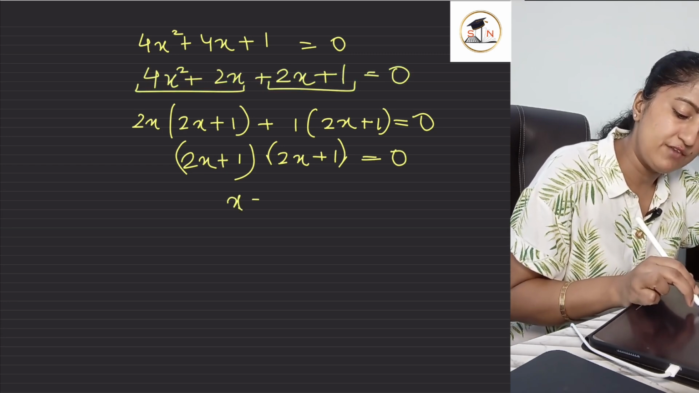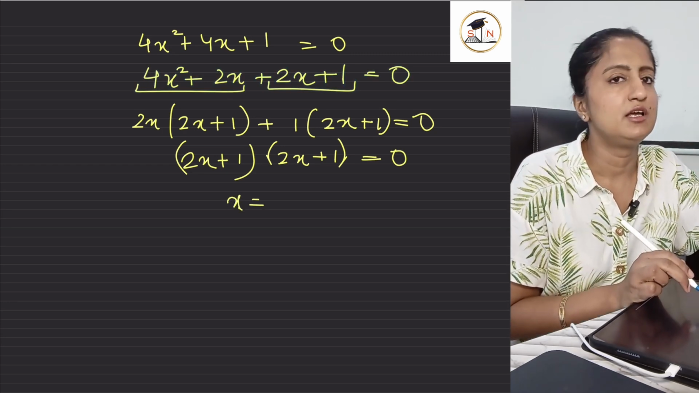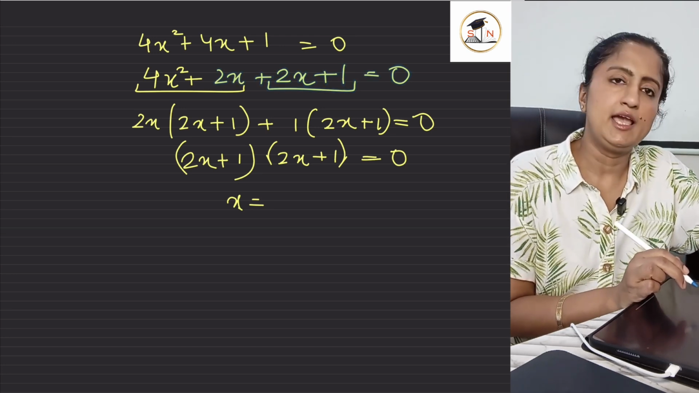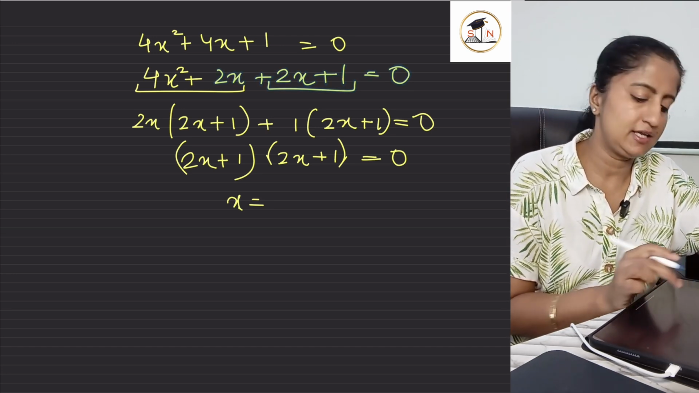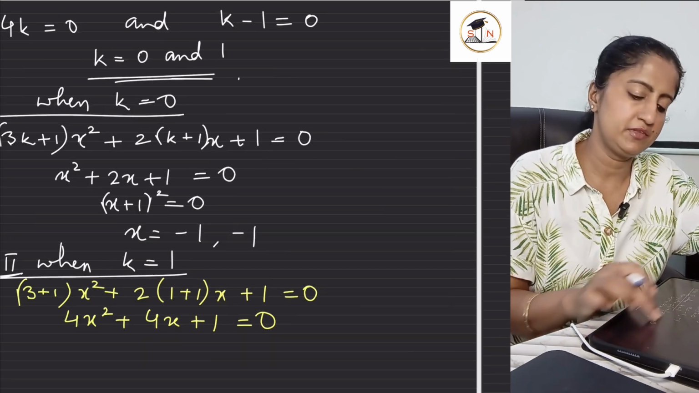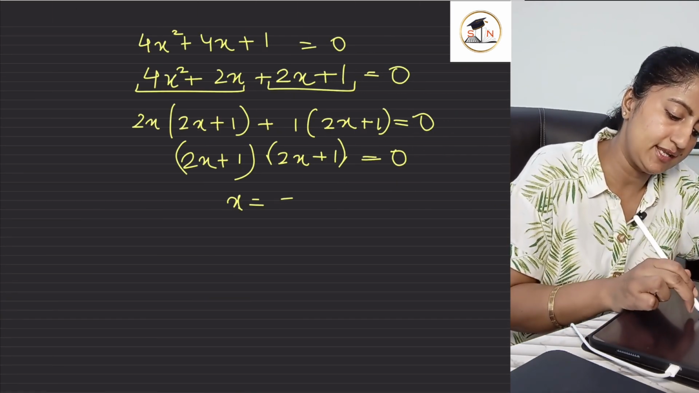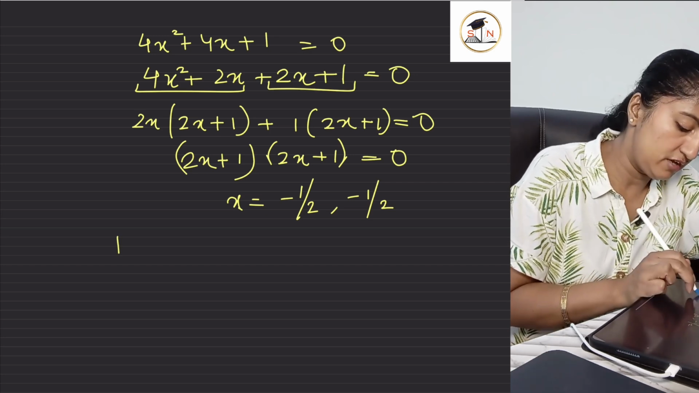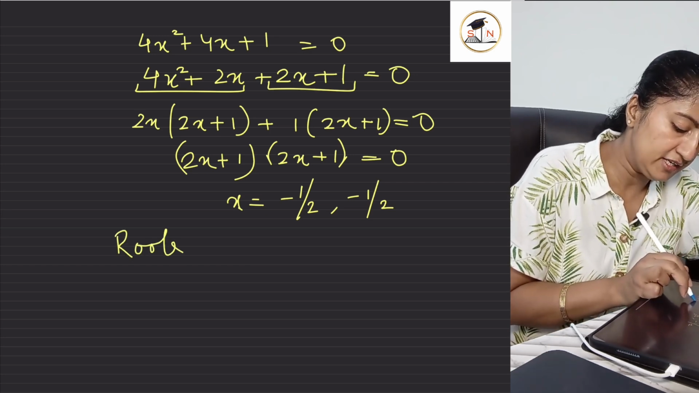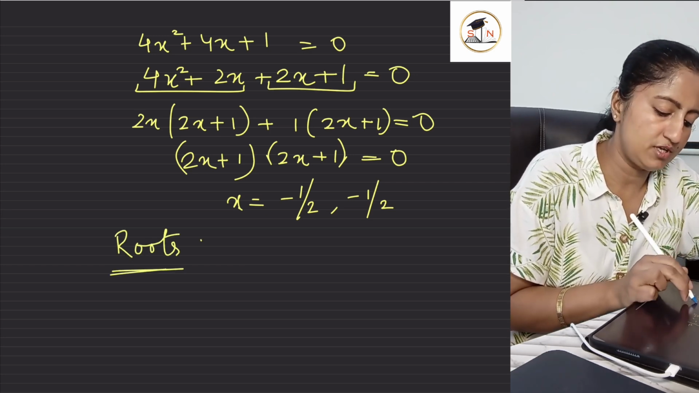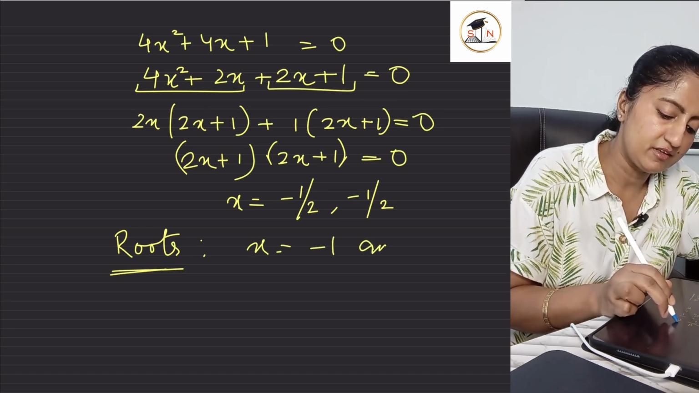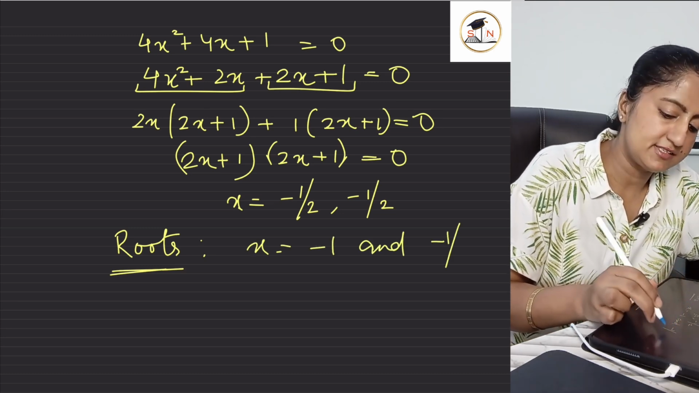That means, again, we have got same roots. Remember the question: the question said equal roots. In the previous case also, we got x equals negative 1. Now, over here also, we are getting x equals minus half. So, therefore, now the final conclusion. Roots of your initial equation: x equals minus 1 and minus half.